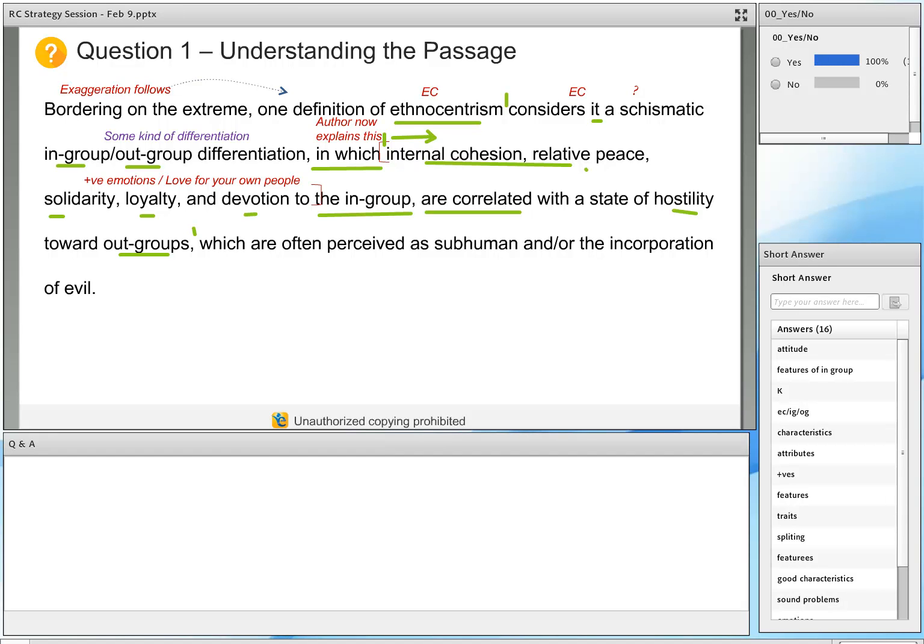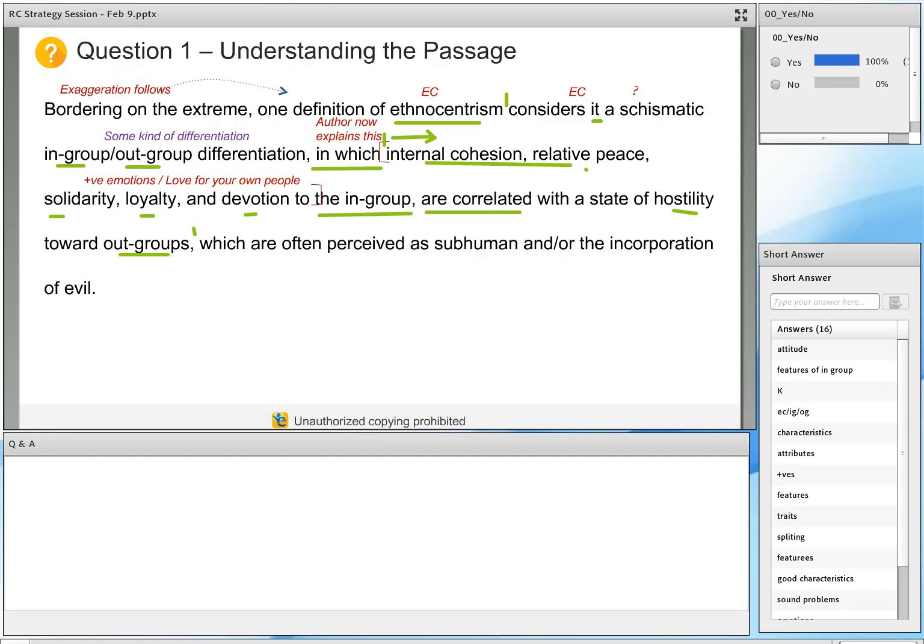Okay, so then let's read further. Positive feelings are correlated, which means linked, with a state of hostility, with hatred towards outside people. So love for your own people is linked with hatred towards outside people. Now, what does this mean? This means that if you love your own people, you would hate outside people. That is what the exaggerated definition of ethnocentrism is.